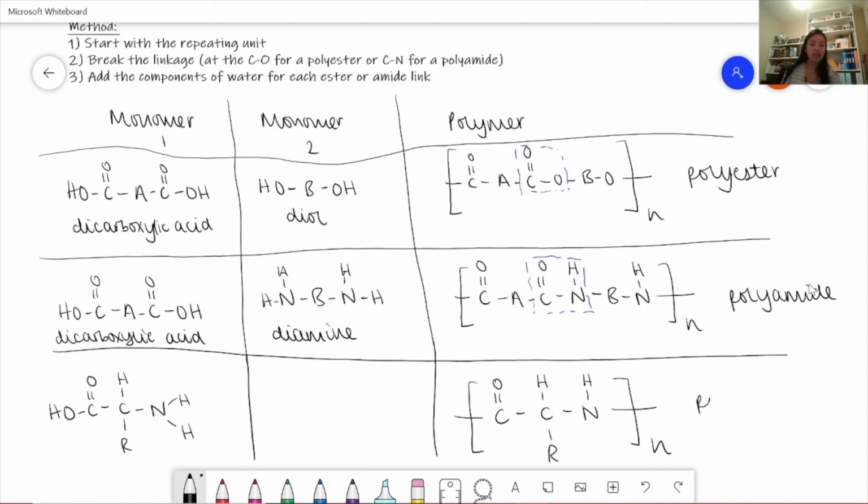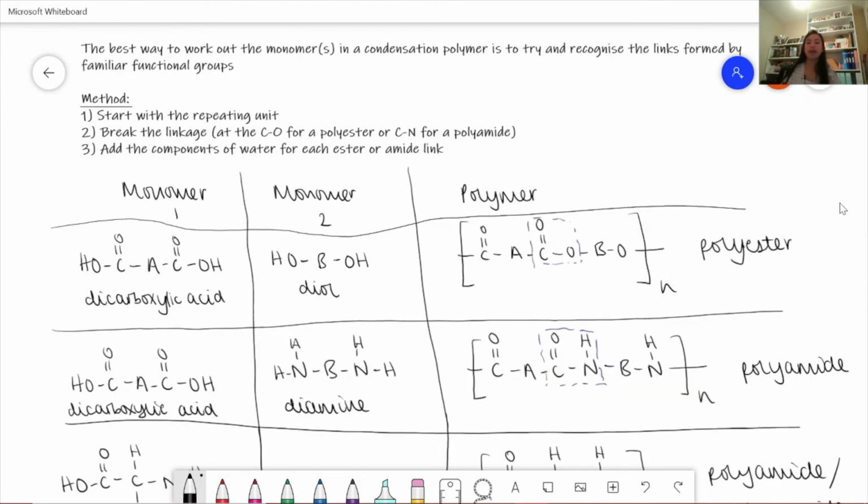So again, this is a polyamide or a polypeptide. This should help us if we've got this table in our heads. And so the method that we use is first we start with the repeating unit. Then we break the linkage at the CO bond for polyester or at the CN bond for polyamide. And then we add the components of water for each ester or amide link back.